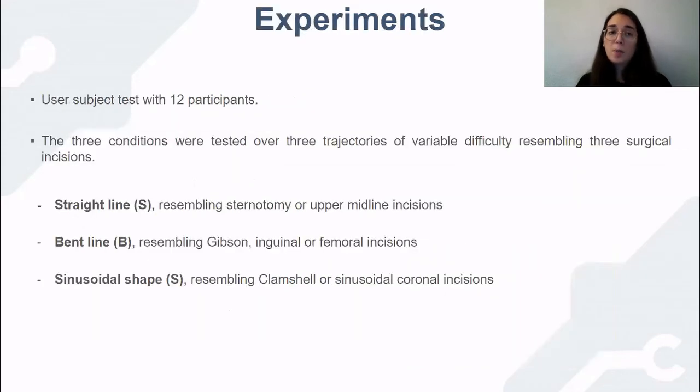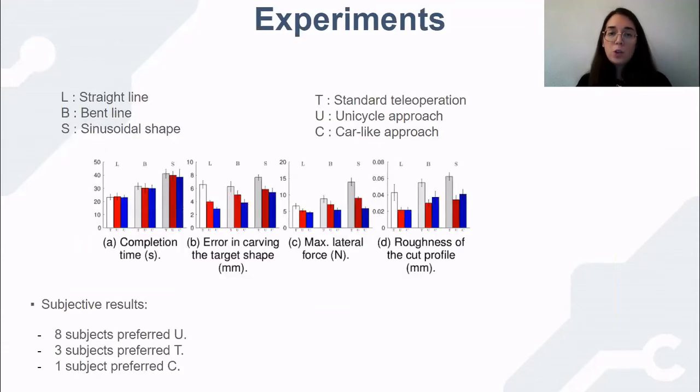Finally, we performed experiments with 12 participants in order to compare the three shear control methods. The three conditions were tested over three different trajectories. One of them is a straight line, the second is a bent line, and the third trajectory is a sinusoidal shape. And the results have shown that, compared to teleoperation, both the unicycle and the car-like approach perform better in terms of the metrics presented, especially in terms of the lateral forces. And when we compare the unicycle approach with the car-like approach, the car-like approach performs better.